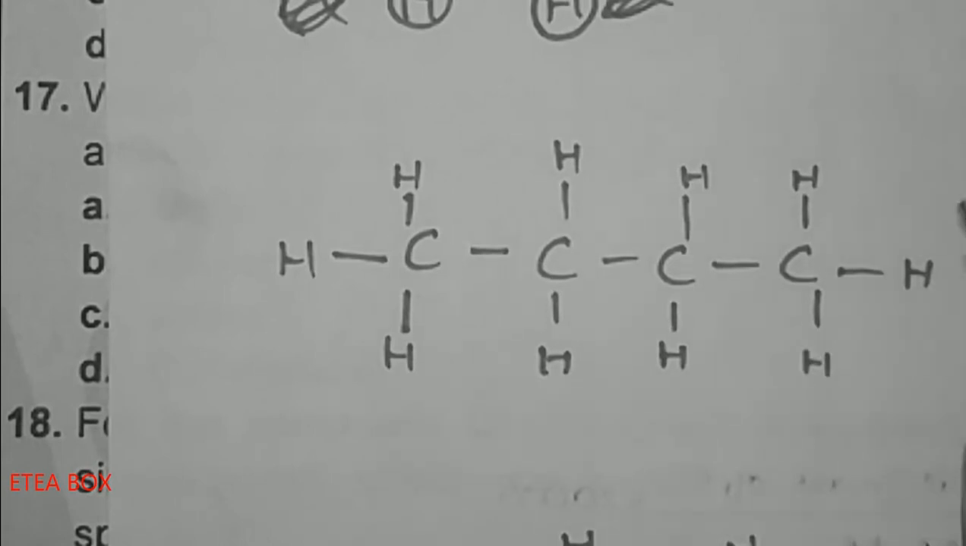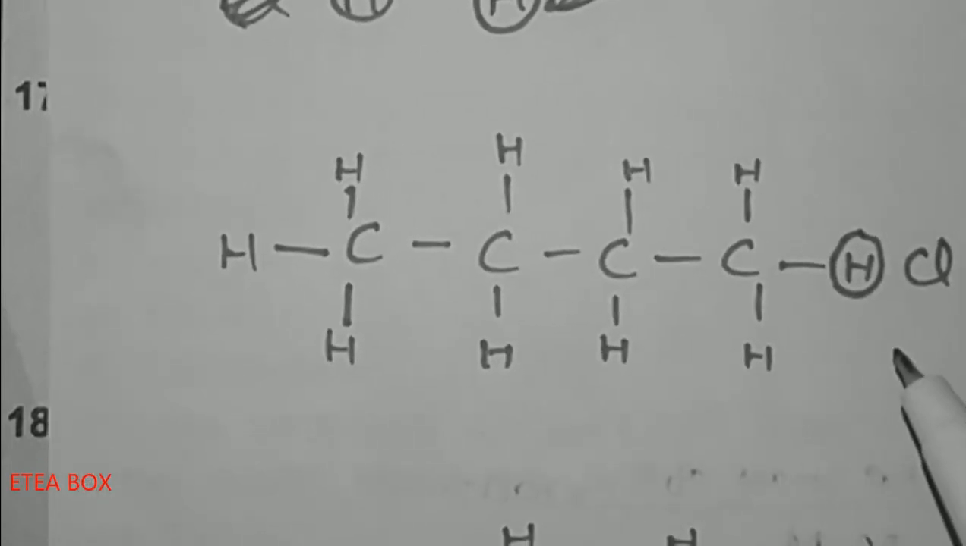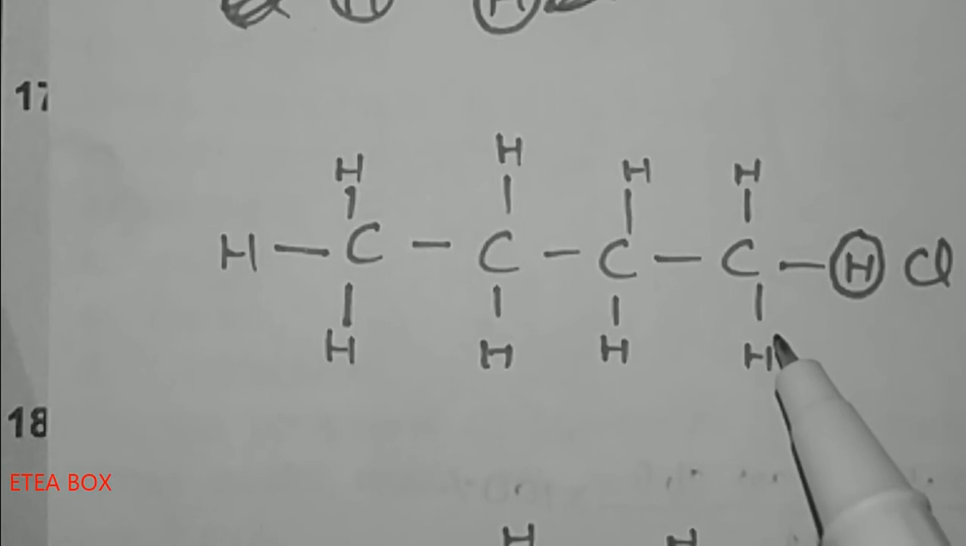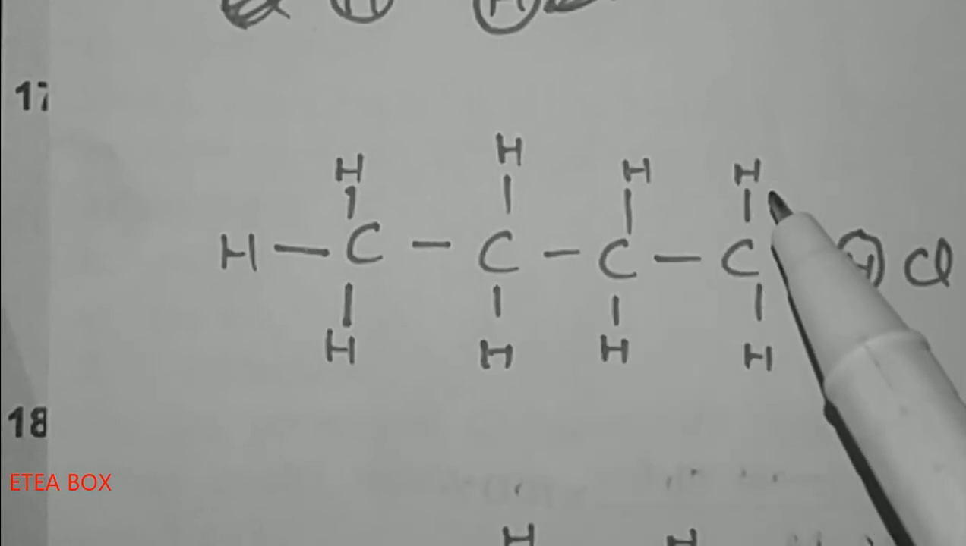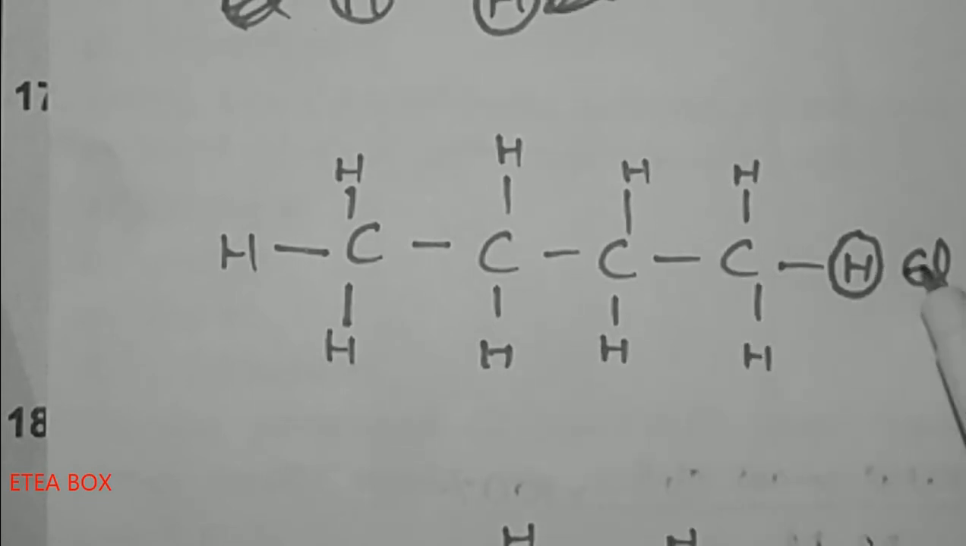If I replace this hydrogen with chlorine, this compound will get the name 1-chlorobutane. And for replacing this one, it will also get 1-chlorobutane, and by replacing this one hydrogen, it will also get 1-chlorobutane as the name. Now let's see this one.